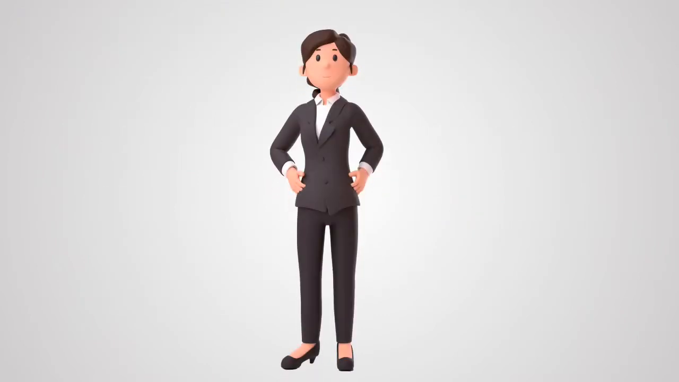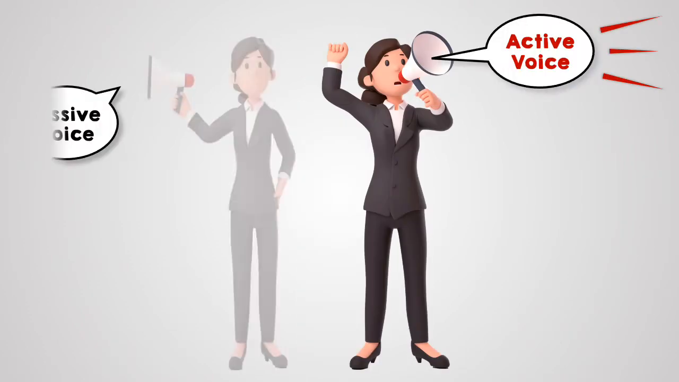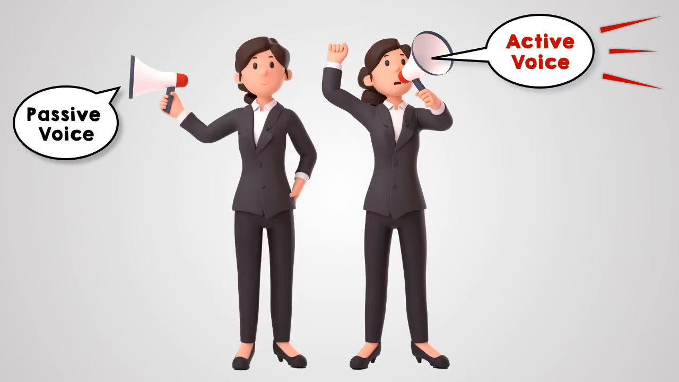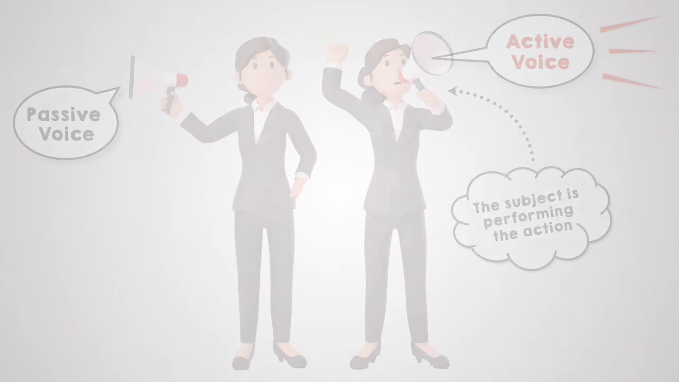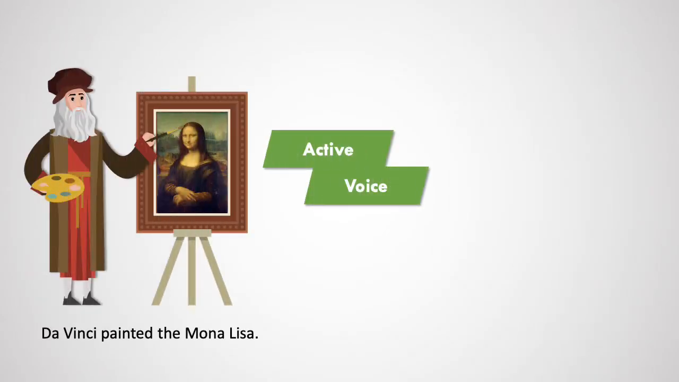We need to cover one more element of English grammar before we can move on to other, lighter topics. We need to cover the active voice and the passive voice. What is the active voice and how is it different to the passive voice? In the active voice, the subject is performing the action. For example, Da Vinci painted the Mona Lisa.